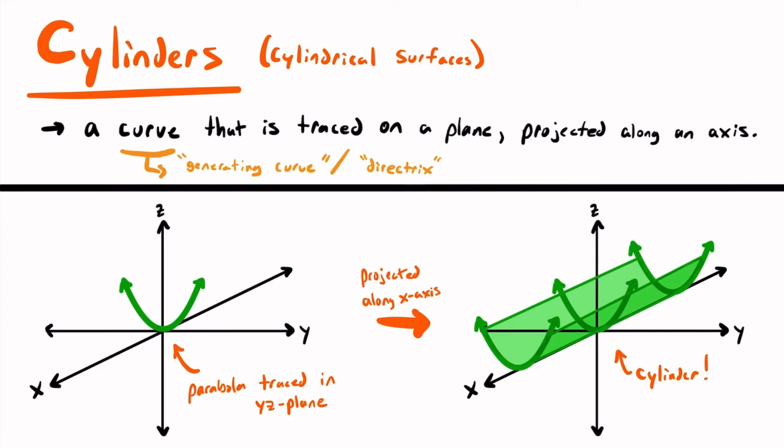We're going to have a curve that is traced in one plane, and then we will project it along the axis that was not involved in that plane. And you're going to see that more explicitly as we look at how to actually graph these cylinders in 3D space. And so in order to discuss that further, let's talk about what the equations of these cylinders look like.